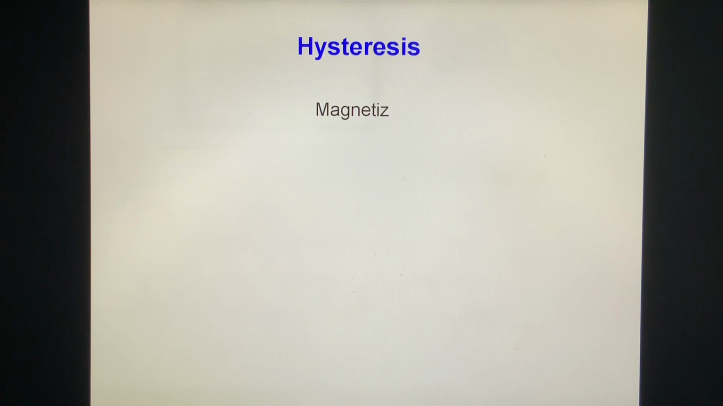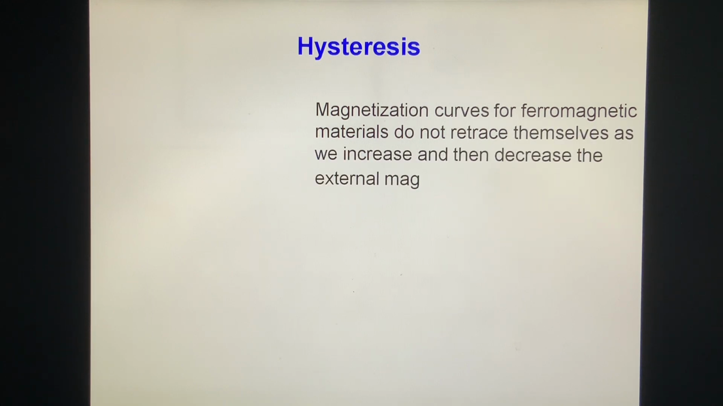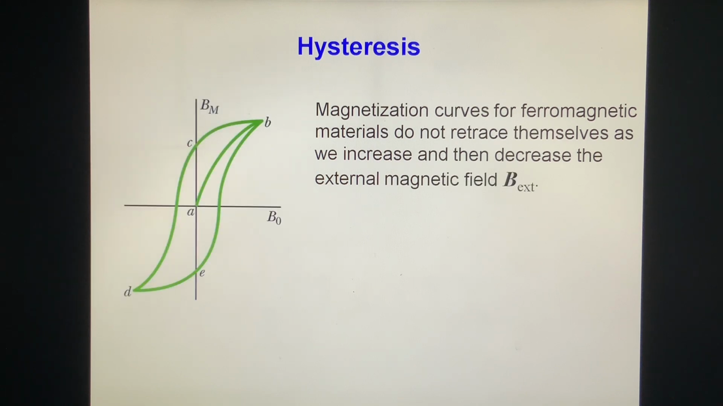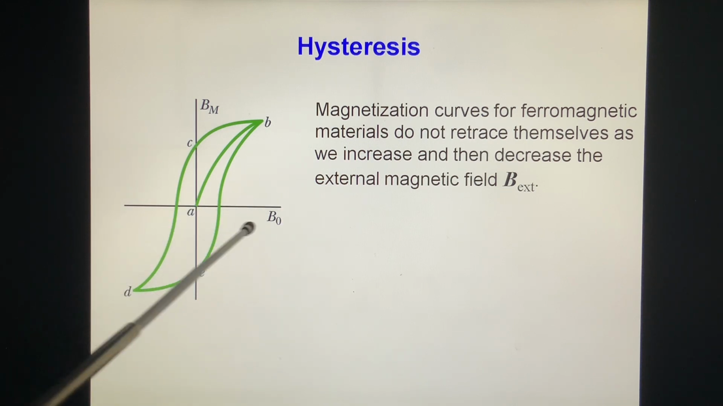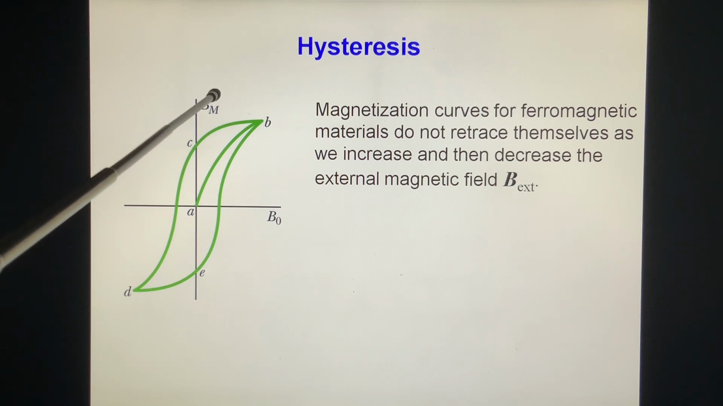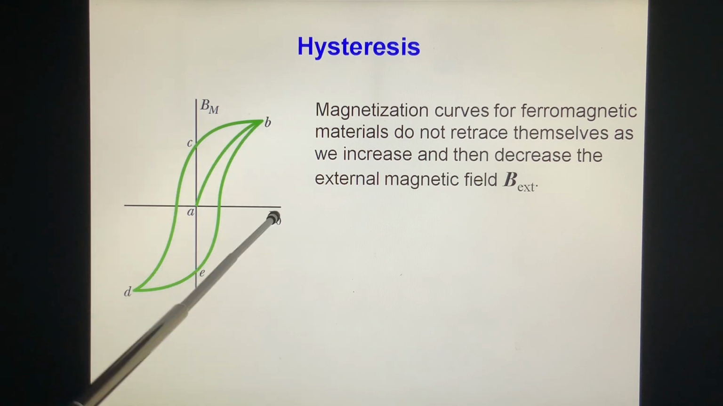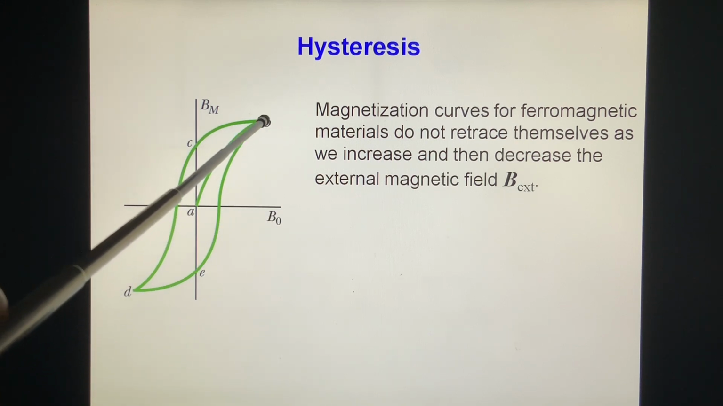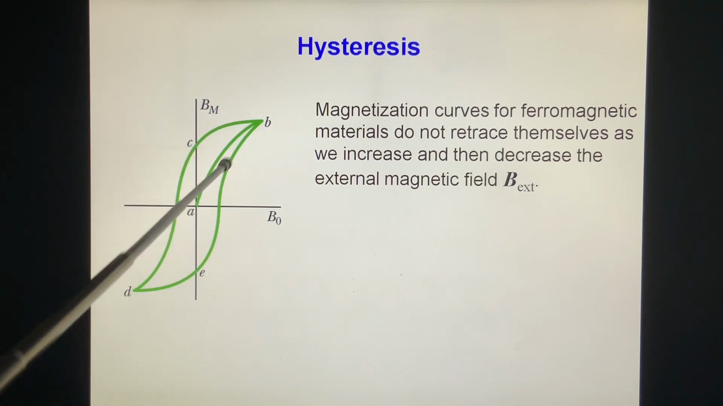Hysteresis. Magnetization curves for ferromagnetic materials do not retrace themselves as we increase and then decrease the external magnetic field B external. Look at this graph. We start from 0. This is B external. When we increase B, the magnetic field of the material goes up. But after we reach the maximum and reduce B to 0, it will not go this way. It goes this way. And then you go this way and come back.